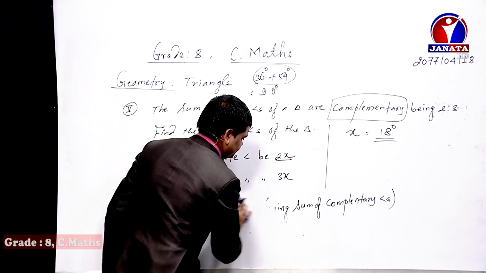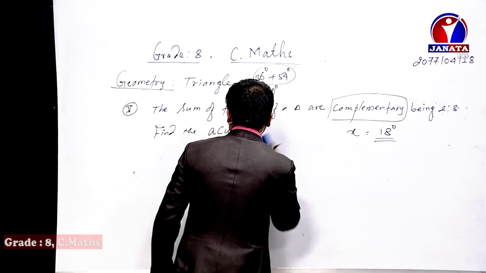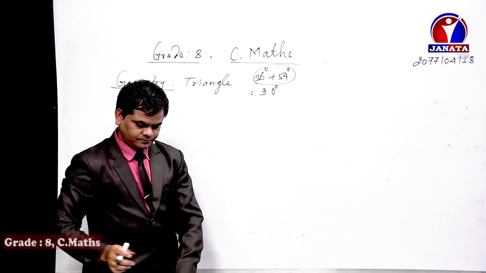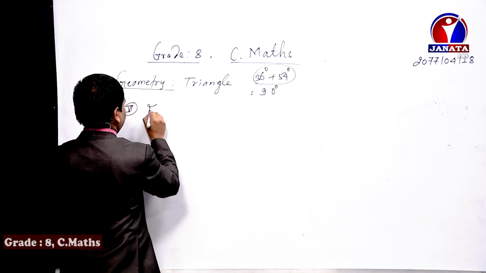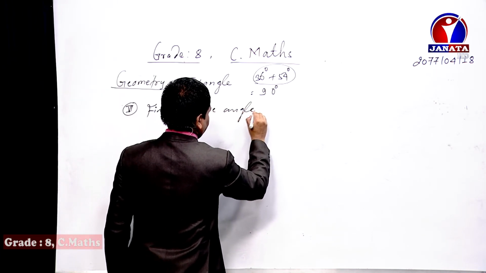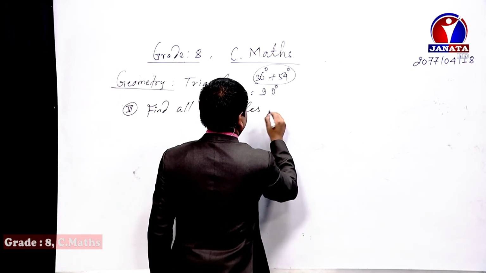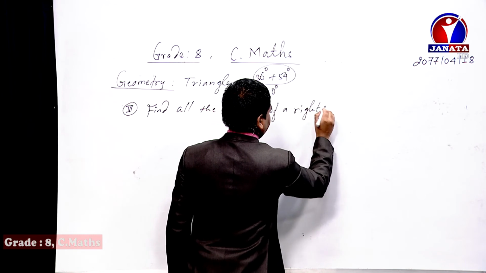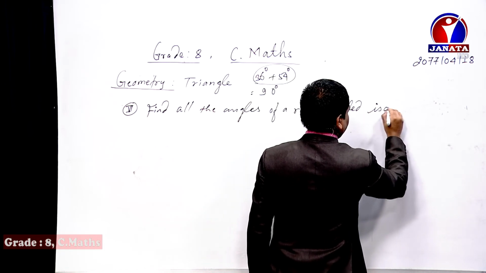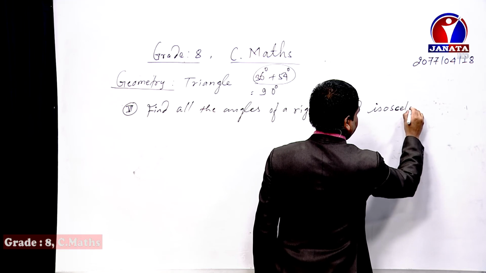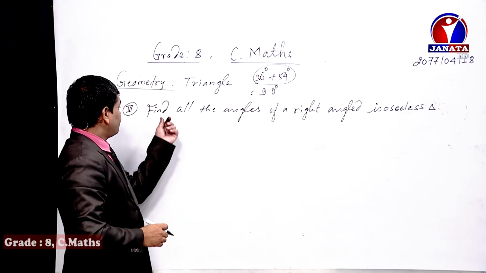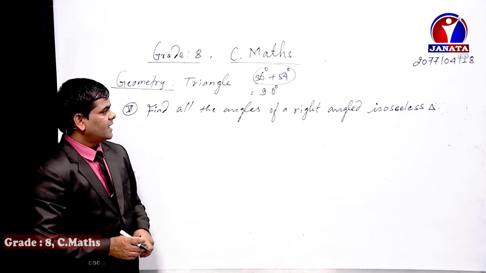Let's take another example. Number 6. If the question says so, then what do we have to do? Find all the angles of a right angle isosceles triangle.